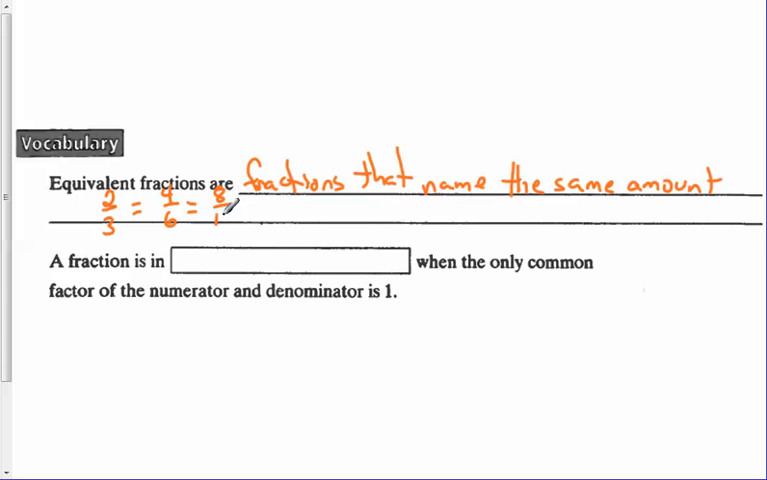to 8/12, which is equivalent to 16/24, which is equivalent to 32/48. And we'll look at how we got to each of those equivalent fractions in a second. A fraction is in simplest form when the only common factor of the numerator and denominator is 1. If it wasn't 1, then you can simplify it.